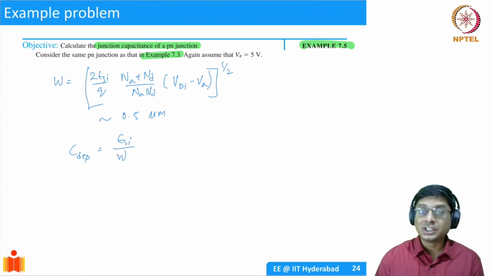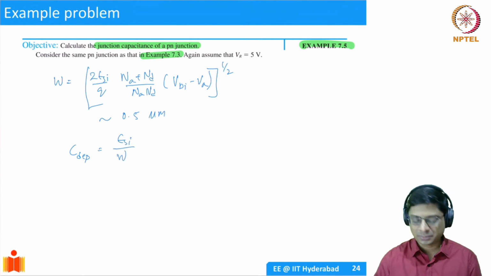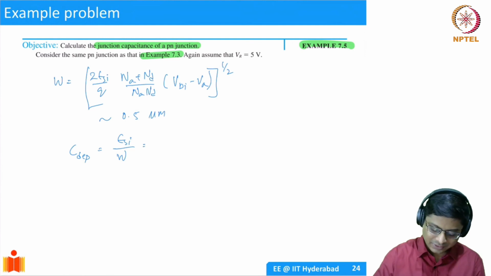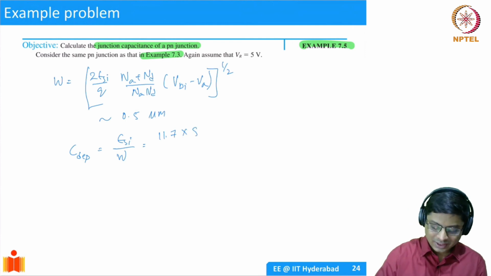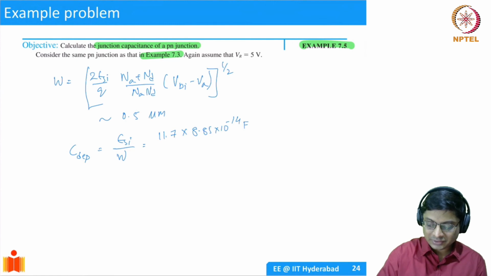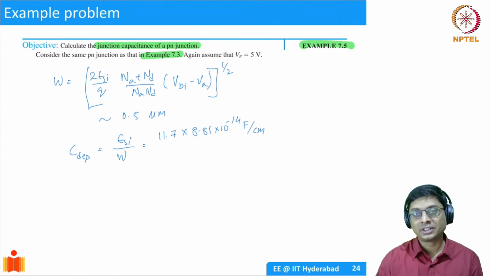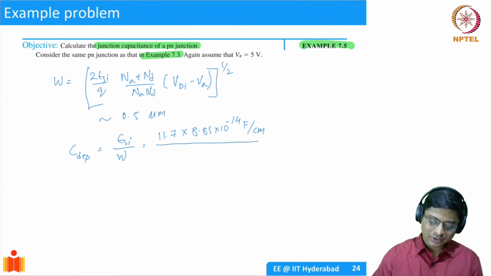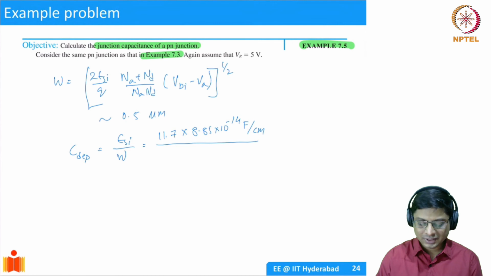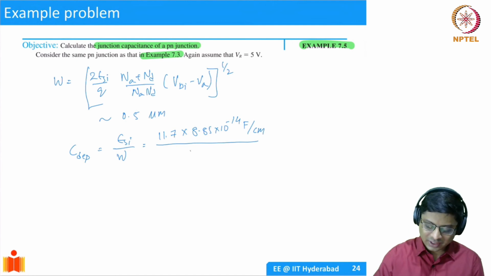You need to be very, very careful when you're solving semiconductor problems. For one, epsilon silicon is 11.7 times the permittivity, which was 8.85 into 10 power minus 14 farad per centimeter. Remember, we always give the units in centimeters in semiconductors. That's the safest thing to use. So the width in centimeters is going to be 0.5 into 10 power minus 4 centimeters.